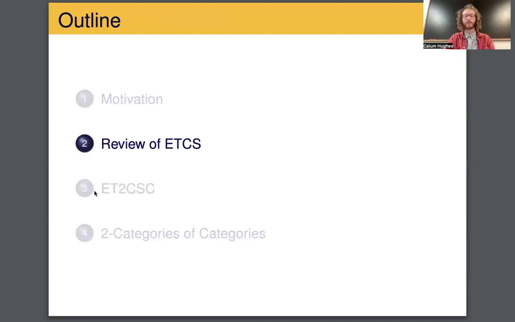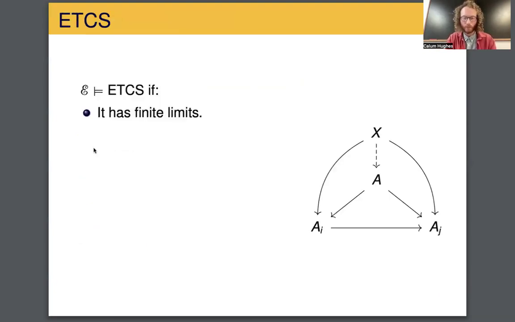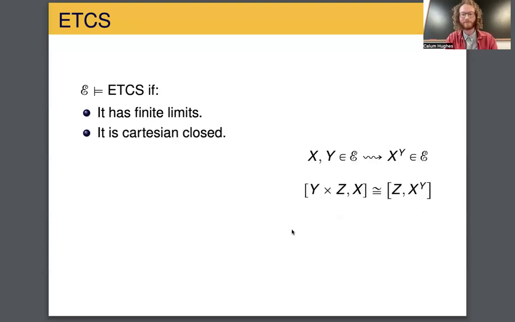Now we're going to review what the properties of the elementary theory of the category of sets are. We say that E satisfies the elementary theory of the category of sets if it has finite limits, which is pretty standard, and if it's Cartesian closed. So if we've got two objects of E, we can form their exponential, and this satisfies some tensor-hom kind of thing.